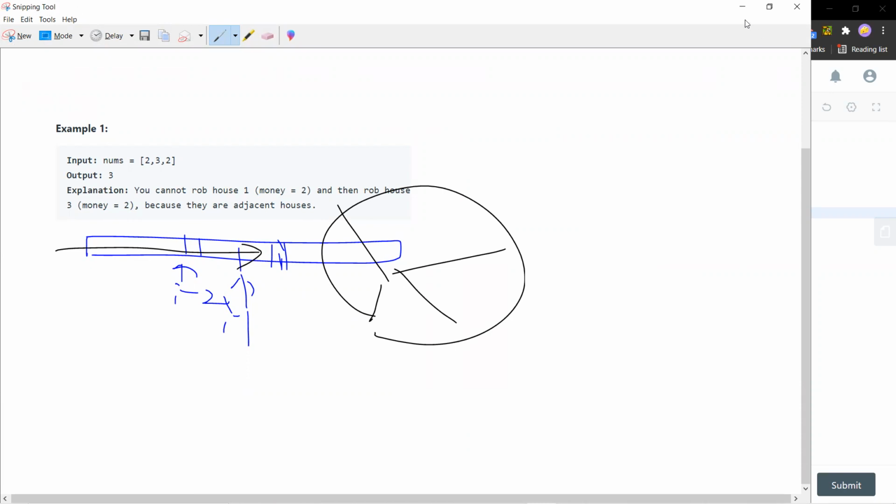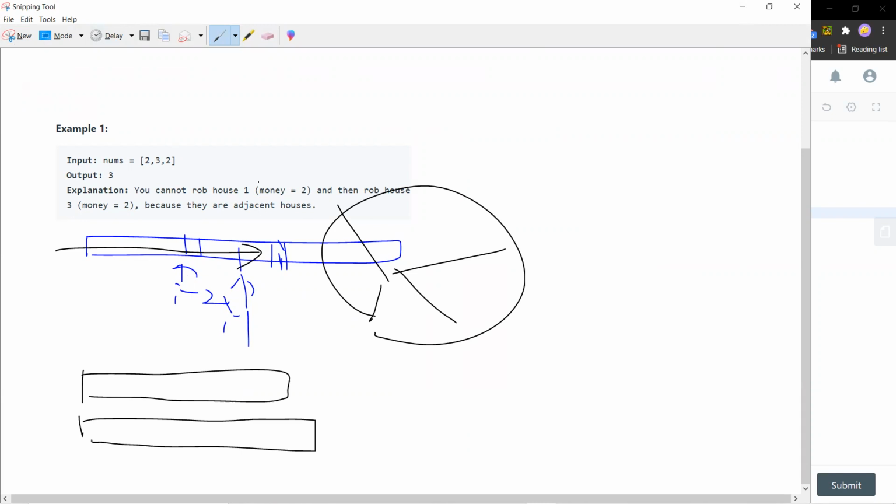But how about we change the idea? Since it's circular, I know that the first and the final place can only choose one of them. So how about I pick two arrays? In the first, I skip the final one, and then run the first algorithm, the first House Robber, so I can take some answer from this.